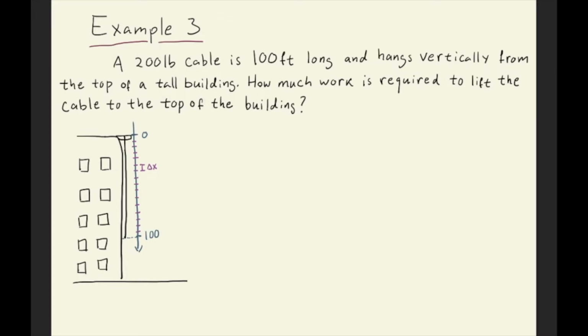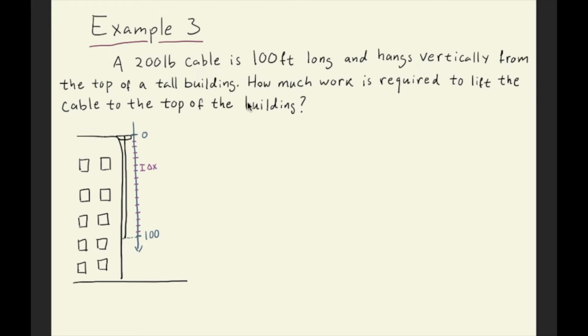Okay. So you have a 200-pound cable, which is 100 feet long, that hangs vertically from the top of a tall building. And we want to compute how much work is required to lift the cable to the top of the building. Okay. So here, basically, we just need to beat gravity. Again, gravity is what's holding this cable down. And to use the force here, because we're using British units, the force is basically given to you right here. The cable is 200 pounds.